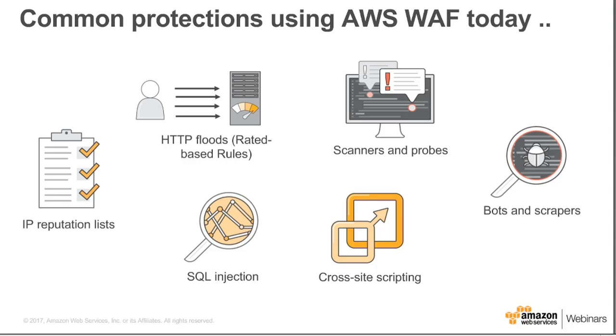With the recently launched rate-based rules, we've also implemented protections against HTTP floods, where you can limit the number of requests coming per client in a 5-minute bucket. So if anything more than 3,000 requests in 5 minutes is deemed an HTTP flood, or you want to control each client's request rate below that, you can set up a rate-based rule today very easily to block those high request rates.